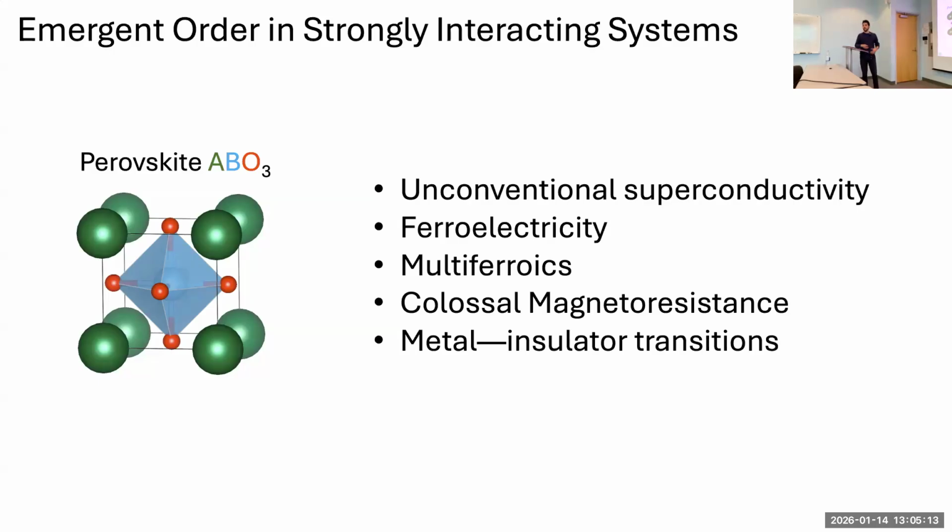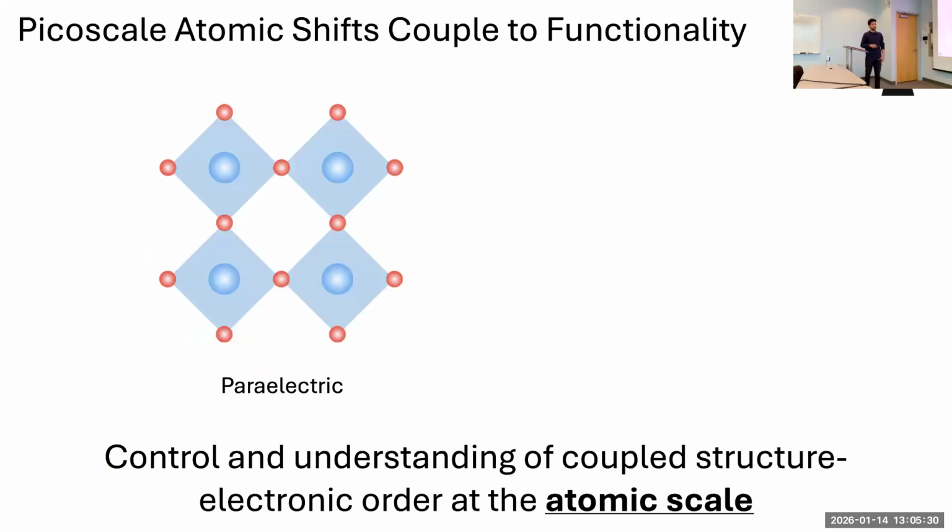And these materials have large chemical diversity and structural diversity. And as a result, they can host a variety of electronic phases: unconventional superconductivity, ferroelectricity, multiferroic order, so various electronic and magnetic properties. And what I like to do is to understand how the structure impacts the electronic properties of these materials.